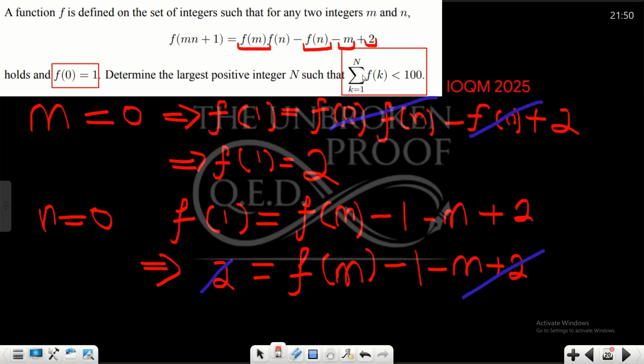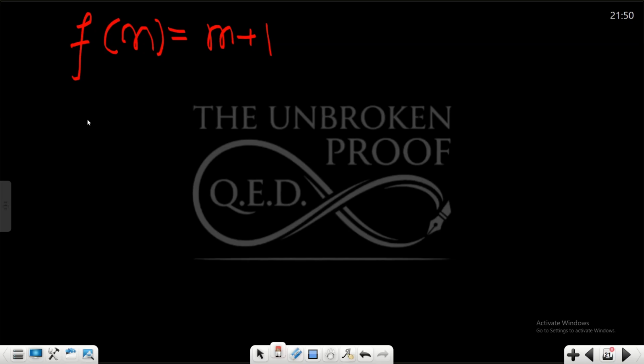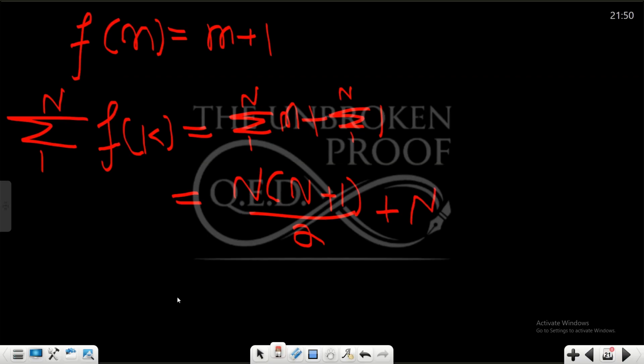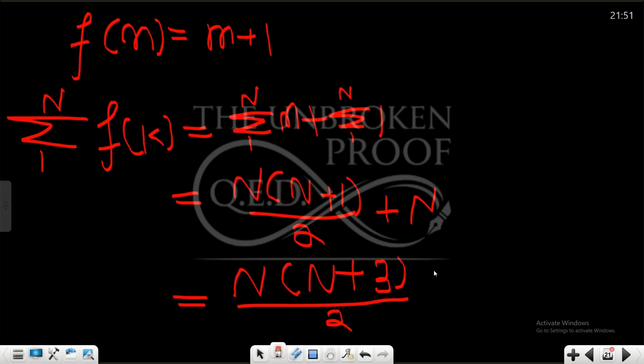So the question is saying to sum this f of k from 1 to capital N. So if I sum this from 1 to capital N, and if I take f of k, then we'll get summation of 1 to capital N m plus summation 1 to capital N 1, and summation of m will be N into N plus 1 by 2, because this is sum of first N natural numbers, and if you take N as common and take LCM with 2, then you will get N into N plus 3 by 2. So this is your summation of f of k from 1 to N.